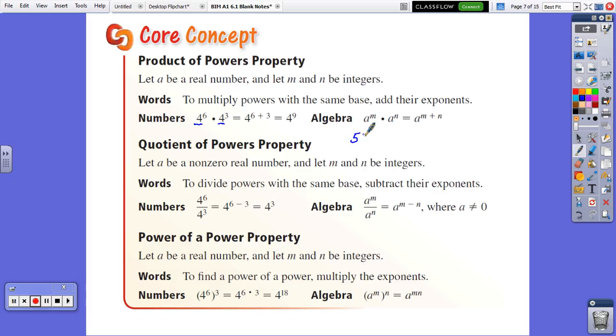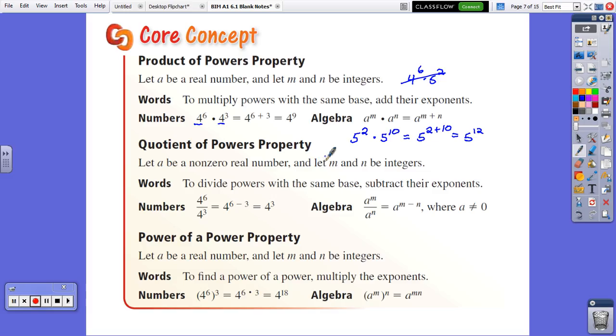So for example, if we had 5 squared times 5 to the 10th, we would just take the powers and add them, and we'd get 5 to the 12th. This only works if the base is the same. So for example, if you have 4 to the 6th times 5 squared, this rule does not work. It has to have the same base.